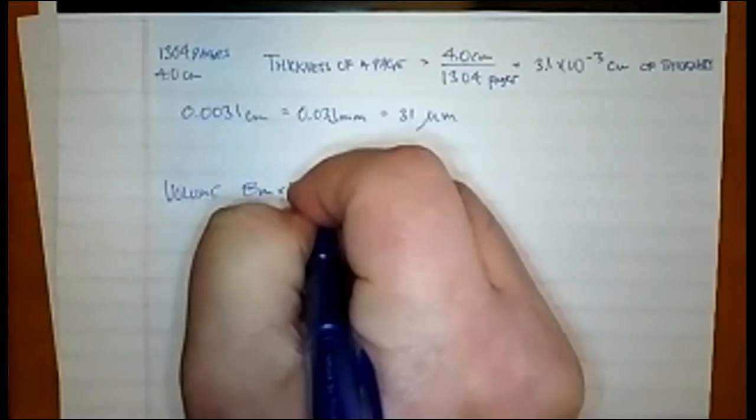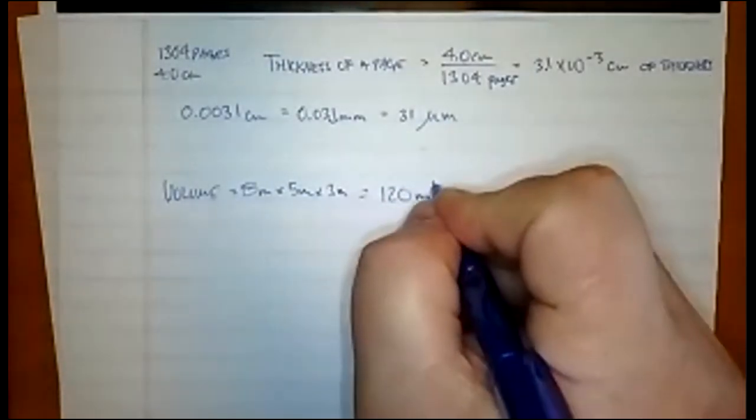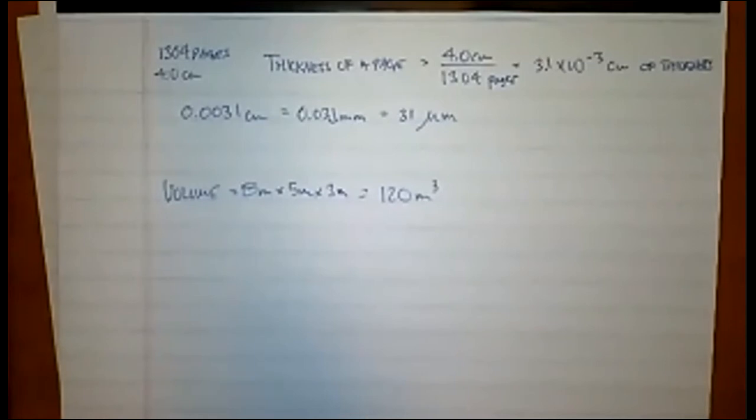So 8 times 5 times 3 would be the volume. So volume would be 8 meters times 5 meters times 3 meters. And of course, you get 120 meters there. And that's meters cubed, by the way. And you say that's the volume of your room. One of the things I might ask you then is how many houseflies can fit in there?